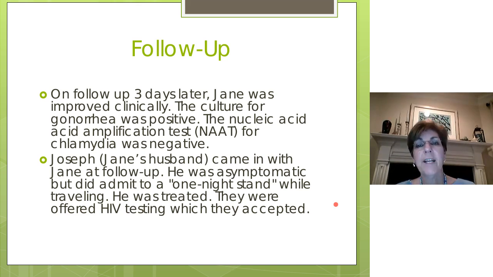On follow-up 3 days later, she's clinically improved. And again, if she's still febrile or having any more symptoms, they need to be admitted. The culture for gonorrhea was positive. The test for chlamydia was negative. Joseph, her husband, came in at her follow-up. He was asymptomatic but did admit to a one-night stand while traveling, and so he was treated. They were offered HIV testing, which they accepted.